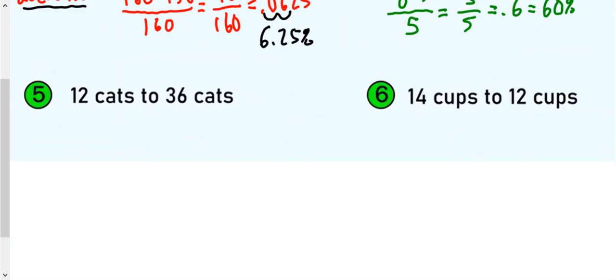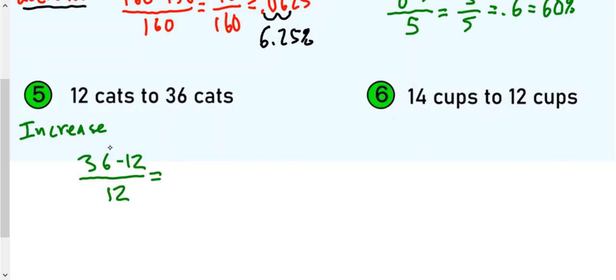All right, number 5, 12 cats to 36 cats. So from 12 to 36, that is an increase. And then we will have the big number minus the small number. So the bigger number is 36 minus 12, and our original number was 12. So 36 minus 12. 36 minus 10 would be 26. Minus 2 would be 24. So we get 24 divided by 12. And 24 divided by 12 is 2.